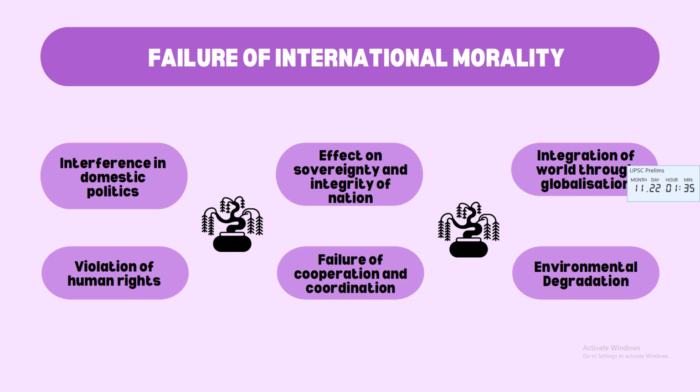Next one is violation of human rights. This is the most crucial principle, but in recent times we have seen human rights violations happening, like in the case of the Rohingyas, Uyghur Muslims in the Xinjiang province of China, and the Hong Kong issue. So these are all instances of violation of human rights.